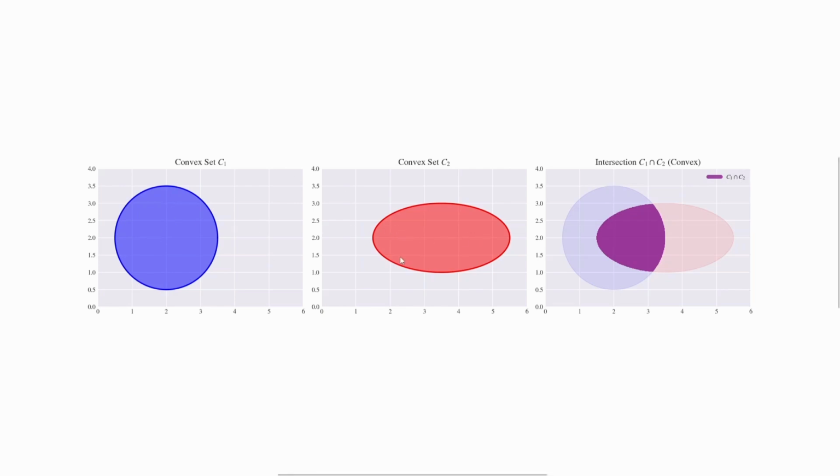And so if you overlap them and then look at the set which is the intersection, denoted by this purple one here, then we can see that this set also must be convex, because the 2 sets were convex and the intersection of 2 convex sets must be convex. So hopefully this makes intuitive sense, and the proof is also easy.